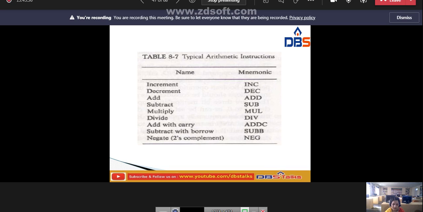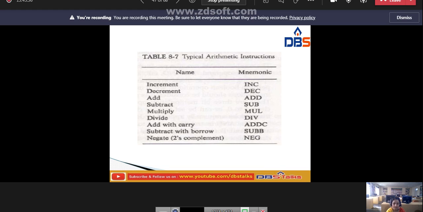Here we have the increment. The increment instruction adds 1 to the value stored in the register or a memory word. A number with all ones when incremented produces a number with all zeros. The decrement instruction subtracts 1 from the value stored in the register or a memory word. A number with all zeros when decremented produces a number with all ones.